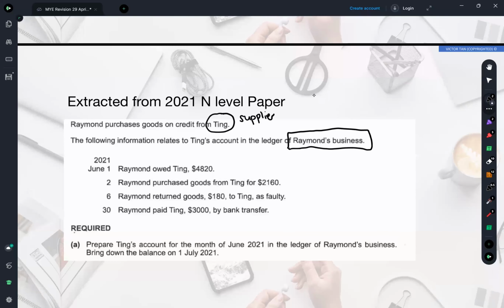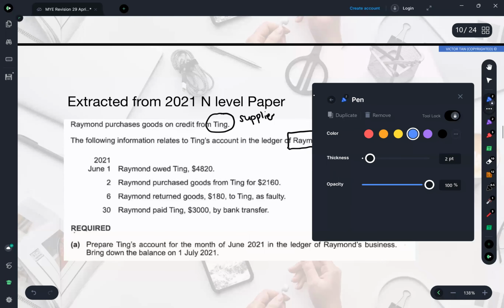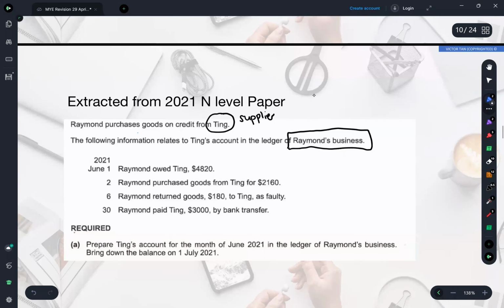So the next thing is, how do we know it's on cash or on credit? So we need to read the question again. Did the question say the company bought on cash or on credit? So here they say they buy goods on credit. So now you know it's a credit transaction.